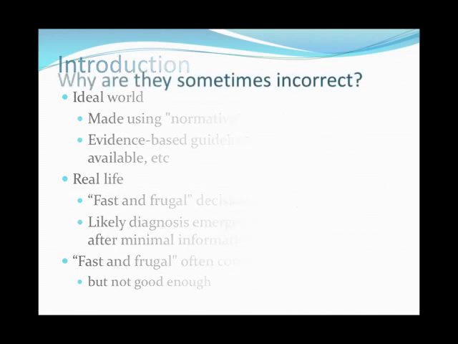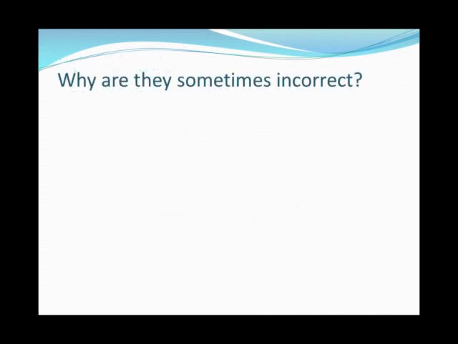So we're going to talk about why these fast and frugal decisions are sometimes incorrect. Why are they sometimes wrong? If you were with me in class, I'd get a couple of you to give me some answers, but I'll give you a second. Do you have any ideas? What would make those fast and frugal decisions wrong?